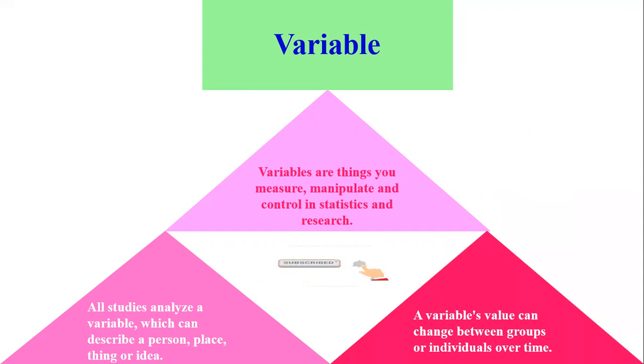A variable value can change between groups or individuals over time. When we ask what is the main important characteristic of a variable, you can say that it is a value. A variable value can change between groups or individuals over time. With the passage of time, the variable changes.